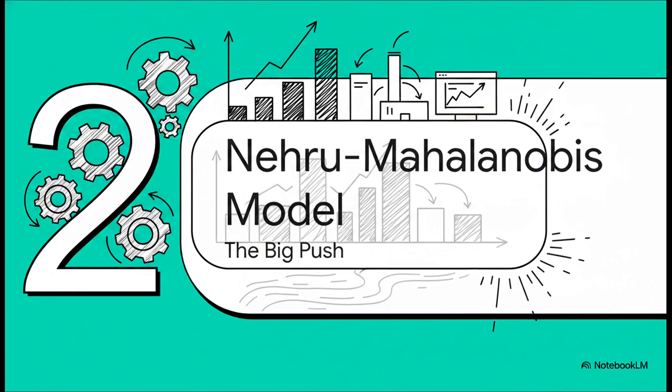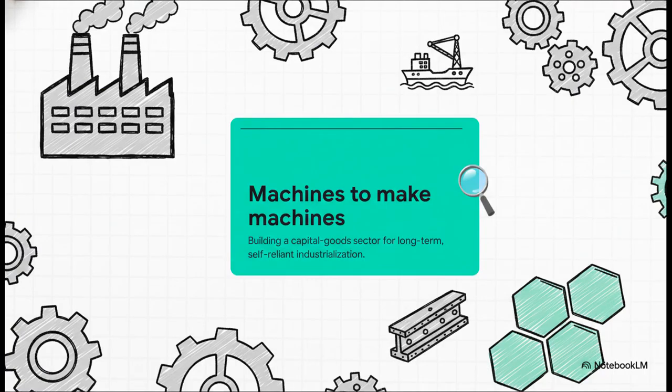Section 2. The Nehru-Mahalanobis strategy. The core logic planners used to break these constraints is actually fascinating. Economist Sukhomoy Chakravarti explained it beautifully using the phrase, "machines to make machines." Indian planners realized that if they didn't build a domestic capital goods sector right away, things like steel plants and heavy engineering, the country would be permanently trapped in a cycle of importing machinery from abroad. The ultimate goal here was long-term, self-reliant industrialization.